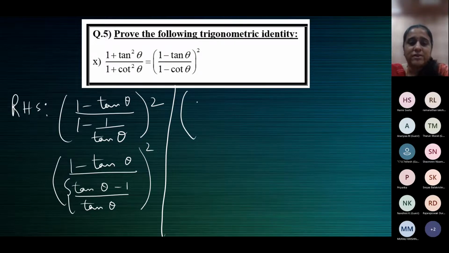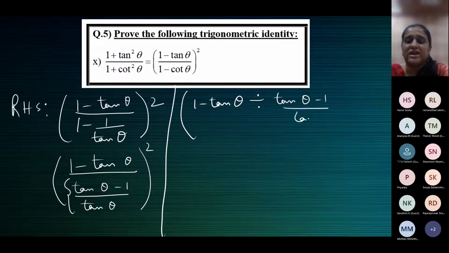What is that? 1 minus tan theta is the numerator, divided by the denominator, tan theta minus 1 by tan theta, the whole square. That's why I always write it like this, so it's easy for me to explain also.